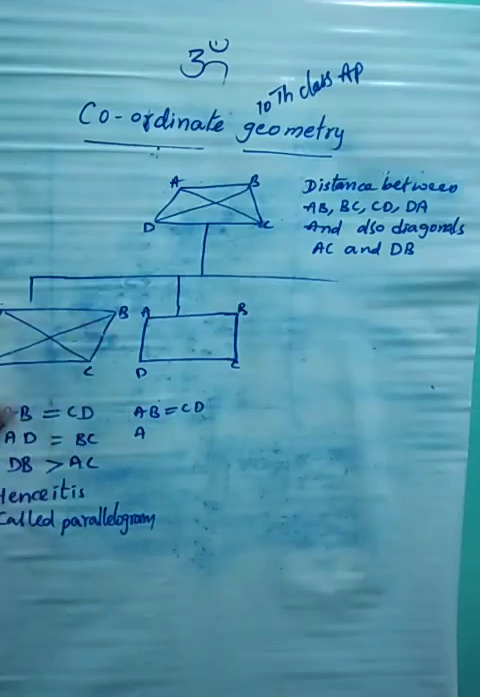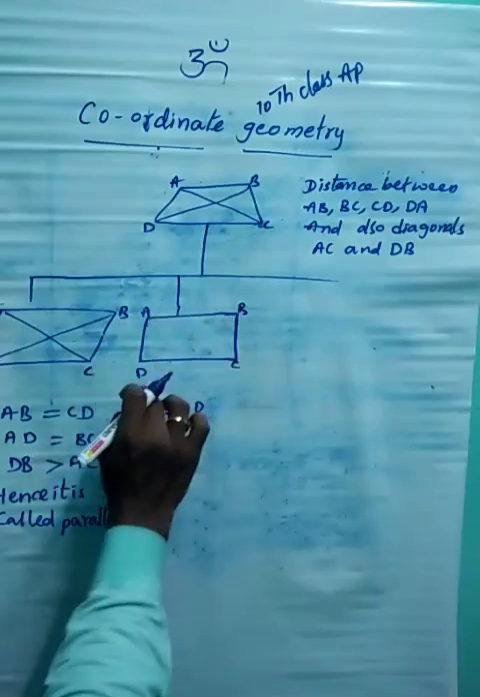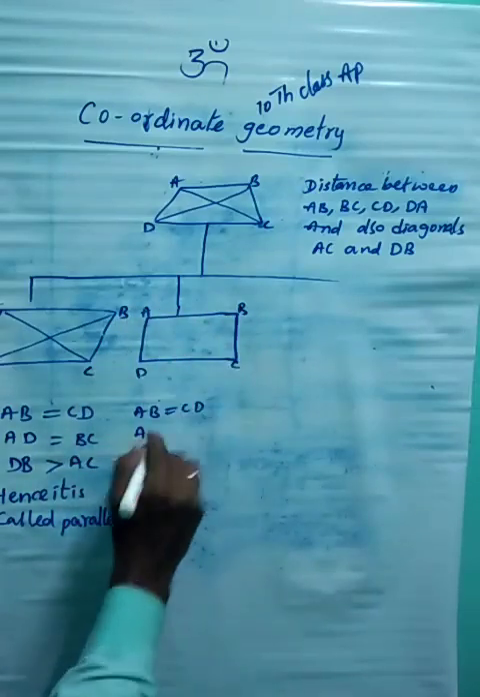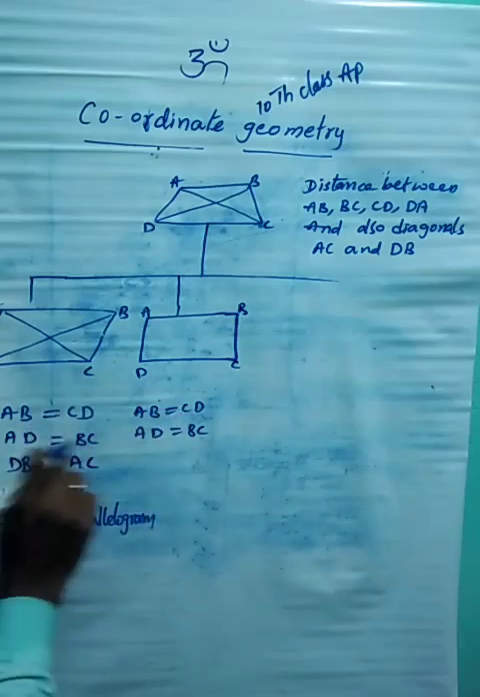Sorry for the points, no problem. If you want the order, it is A, B, C, D. AB is equal to CD and AD is equal to BC. Here also the same: AB is equal to CD, AD is equal to BC.